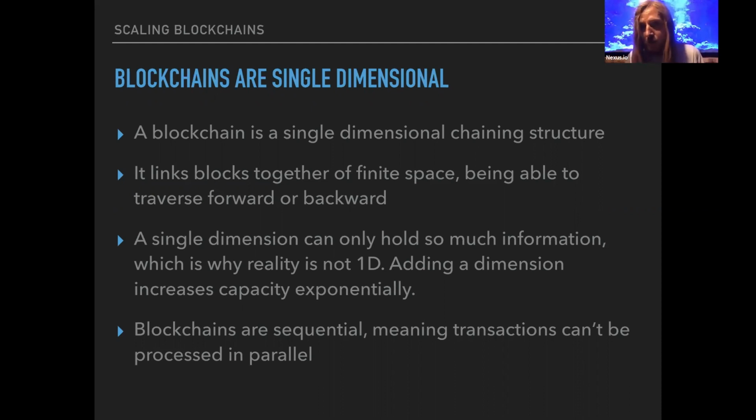And so it links blocks together in a finite space, being able to traverse forward and backward, right? Now, a single dimension can only hold so much information, which is why reality is not one-dimensional. Adding a dimension increases capacity exponentially, and that's very simply mathematically proven. If we have a world with an integer size of 10, and it's a single dimensional world, then you only have 10 possible positions that you can be in. But if it's a two-dimensional world, now you have 100, right?